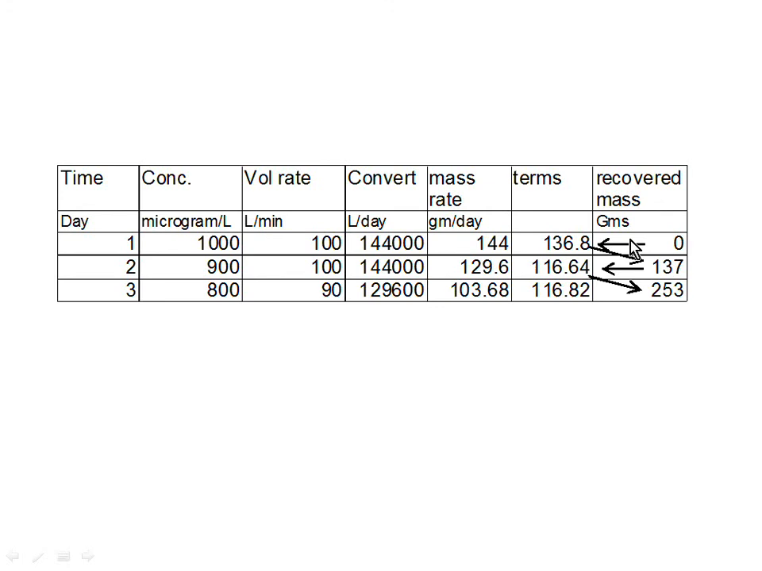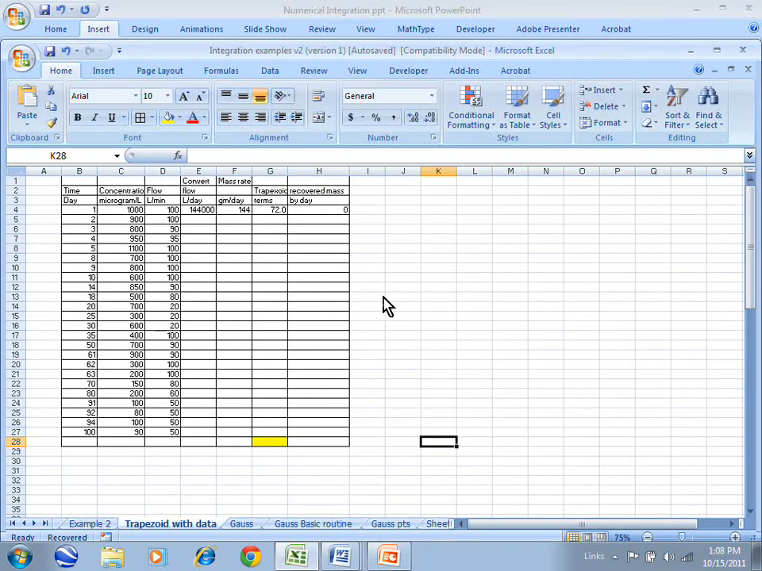Okay, so here's just a graphical example of how that summation is done, where you take this number, add it to that number, and write that number there. So what I'll do is to show you how this works in Excel. Here is the data that we've just seen, and what I want to do first is to convert liters per minute to liters per day.